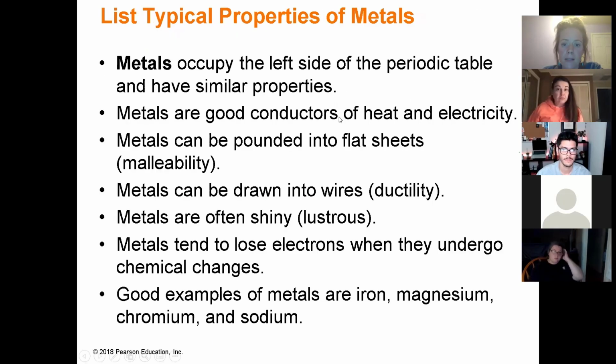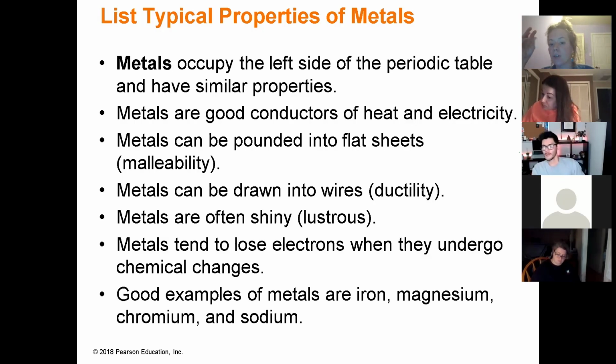So what are some of the properties of metals, non-metals, and metalloids? Well, metals occupy the left side of the periodic table, or lower left. They tend to be good conductors of heat and electricity, so electrons like to kind of move through them. They can be pounded into flat sheets, I don't care quite so much about that, or drawn into wires. They're shiny. This is the important thing, though, down here. Metals tend to lose electrons when they undergo chemical change.